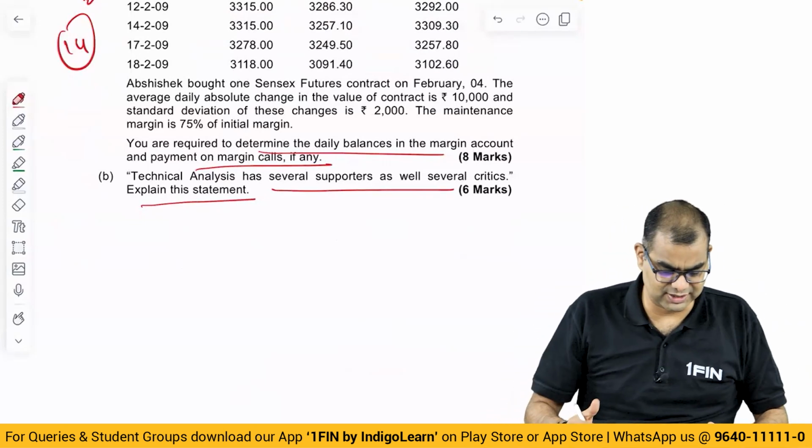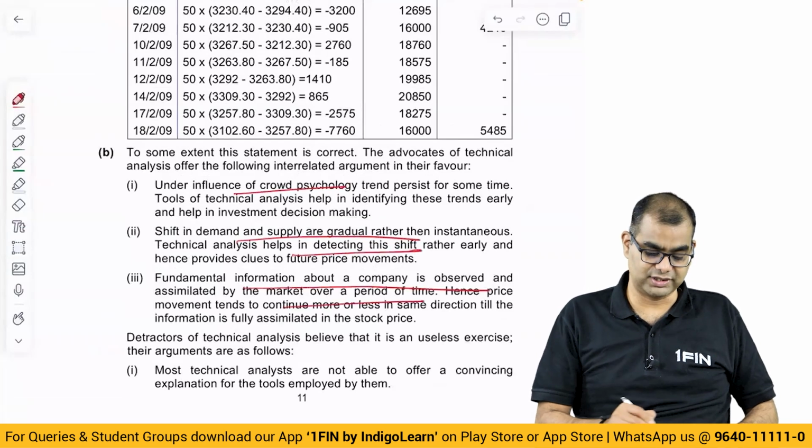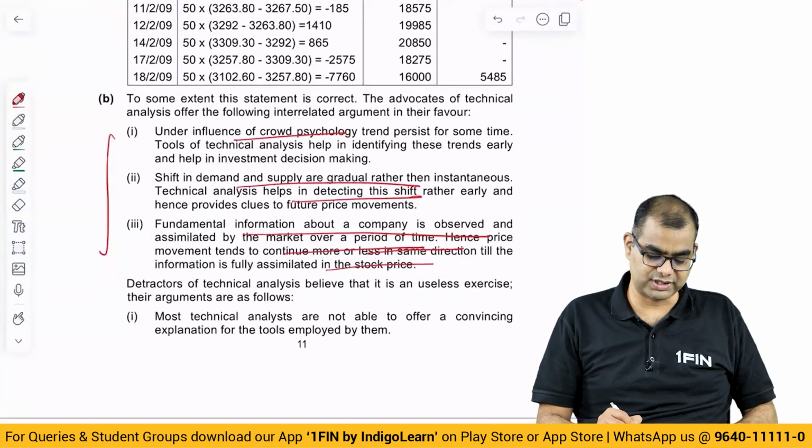So these are the aspects. If we want, we can actually see the answers also. Crowd psychology, shift in demand instantaneous can help in detecting the shift. Fundamental information about companies is observed and simulated. Hence price will reflect it and tends to move in the same direction. So these are the positive things.